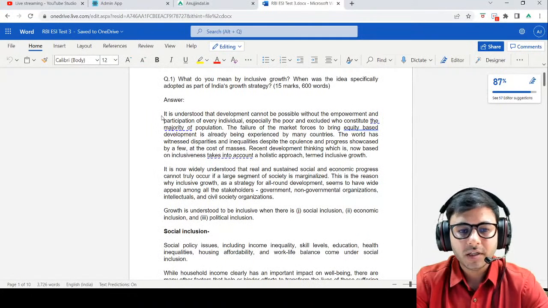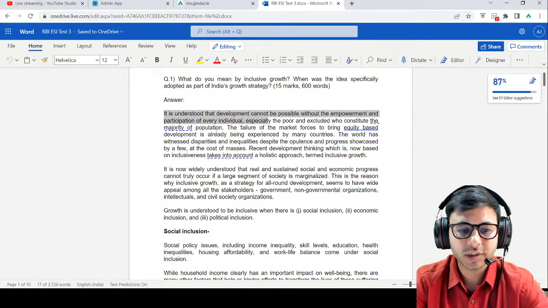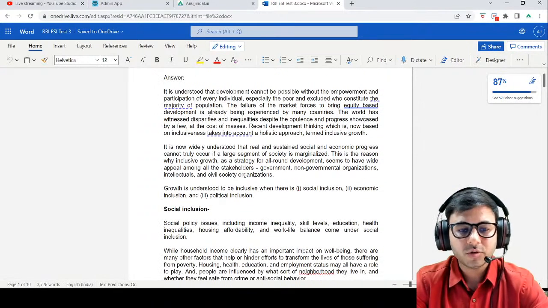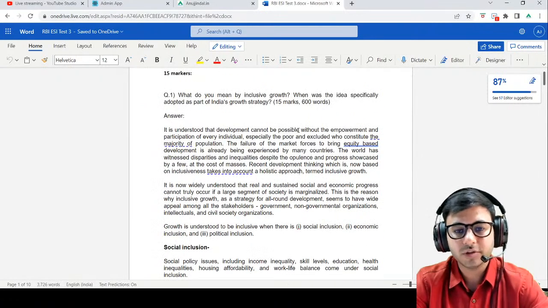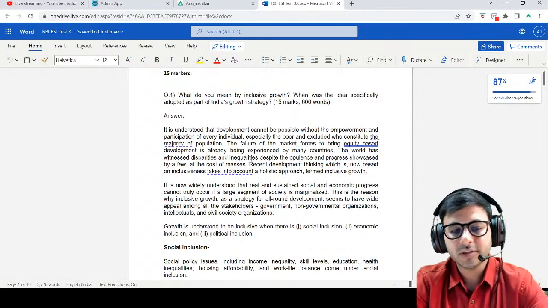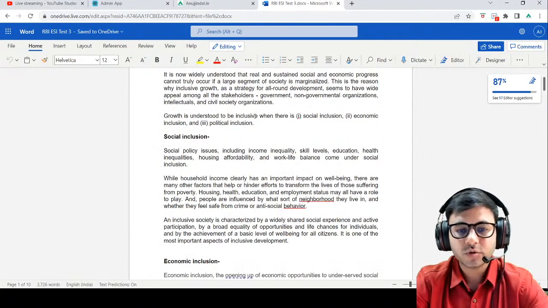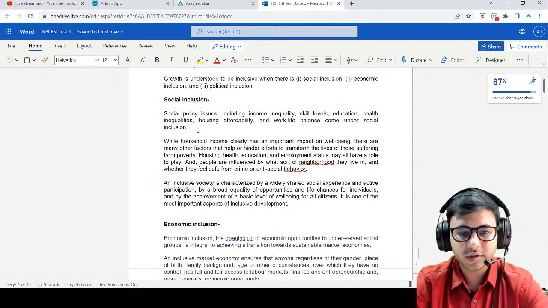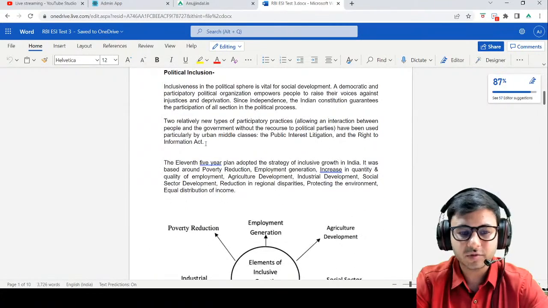It is understood that development cannot be possible without empowerment and participation of every individual, especially the poor and excluded, who constitute majority of population. So we talk about inclusive growth by focusing on inequality, because inclusive growth is what? Growth that includes everyone. That means that there is minimal inequality. Growth is understood to be inclusive when there is social inclusion, economic inclusion, and political inclusion. सोशल इंक्लूजन में क्या क्या आता है हमने वो डाल दिया, इकोनॉमिक इंक्लूजन में, पॉलिटिकल इंक्लूजन में.